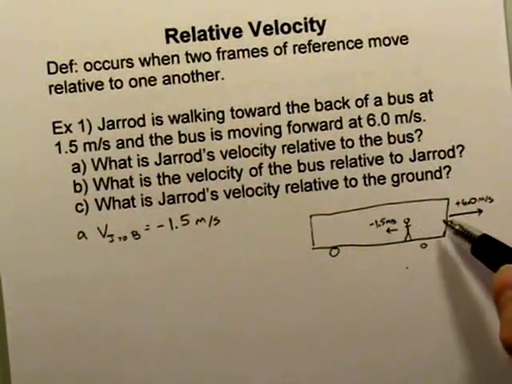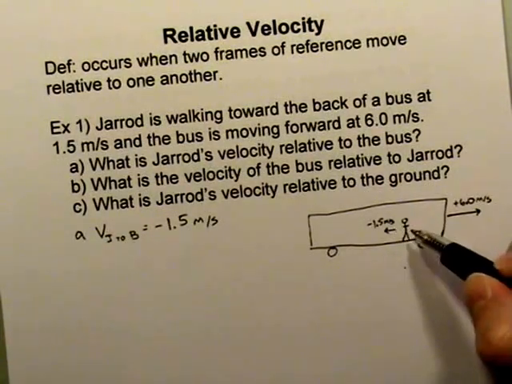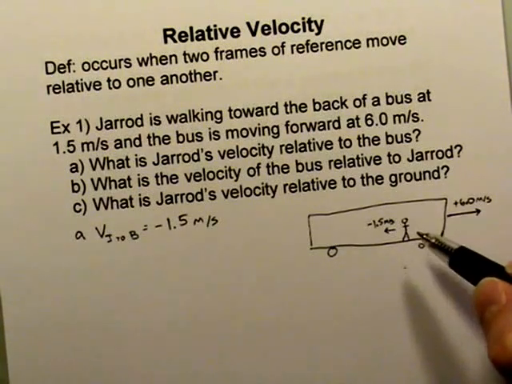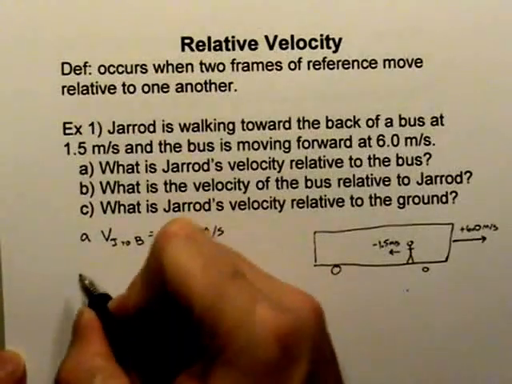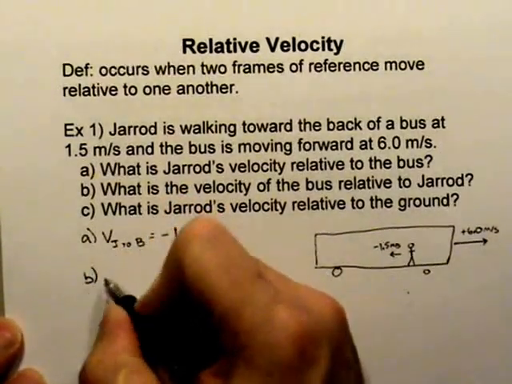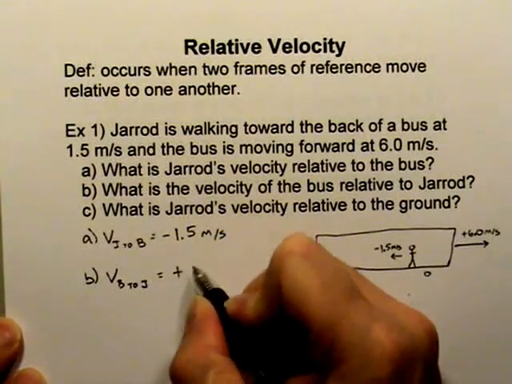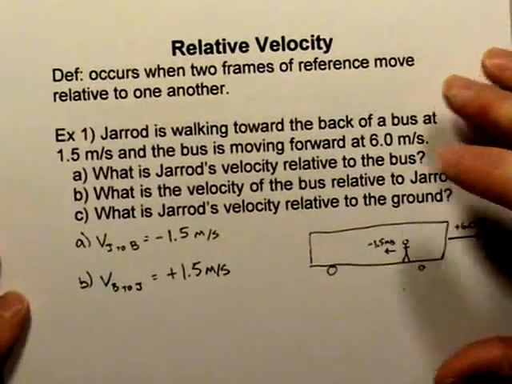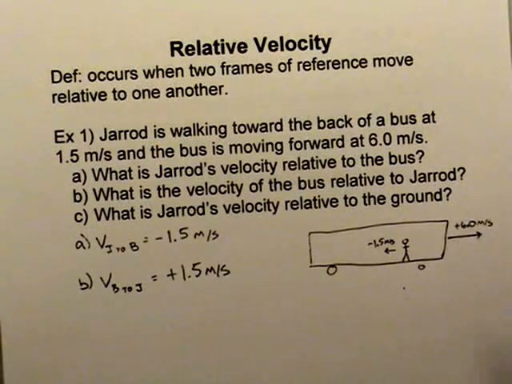That's a little bit of a strange thing to think about, but essentially, in any situation, two observers looking at each other will always give the opposite velocity. So, for example, if according to the bus's frame of reference, Jared's moving backwards at minus 1.5, then according to Jared's frame of reference, the bus would be moving in the opposite direction with the same magnitude, both at 1.5 meters per second. So for B, the velocity of the bus to Jared would be positive 1.5 meters per second. That's really a rule worth remembering. Any two observers trying to determine the velocity of the other will always give the same magnitude but the opposite sign.